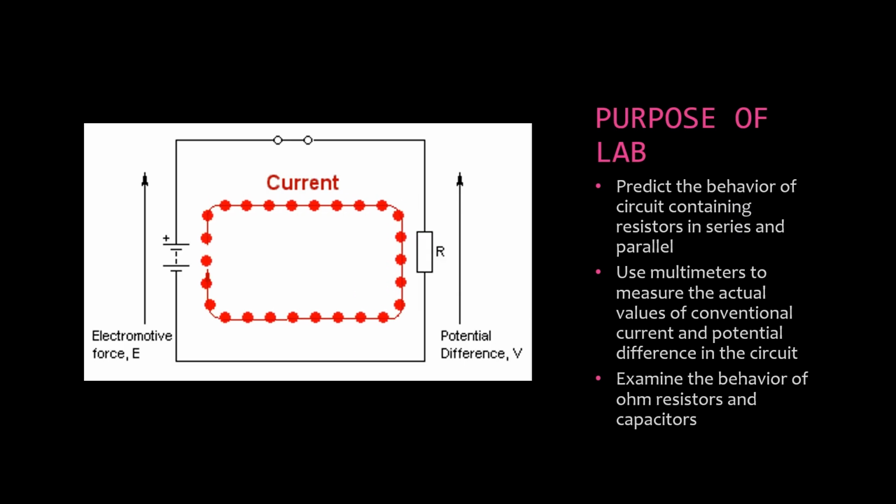Now, what was the purpose of the lab? The purpose of the lab was to predict the behavior of the circuit containing resistors in series. It was also to use multimeters to measure the actual values of conventional current and the potential differences in the circuit, and it was also to examine the behaviors of the ohm resistors and capacitors in a circuit.